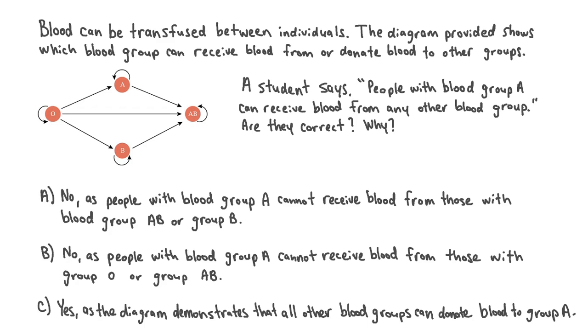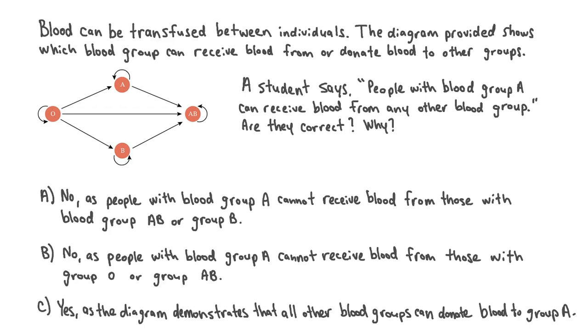Blood can be transfused between individuals. The diagram provided shows which blood group can receive blood from or donate blood to other groups. A student says, people with blood group A can receive blood from any other blood group. Are they correct? Why? A.